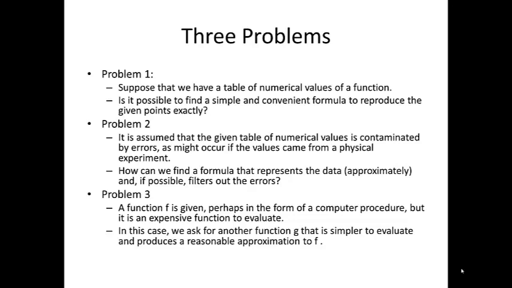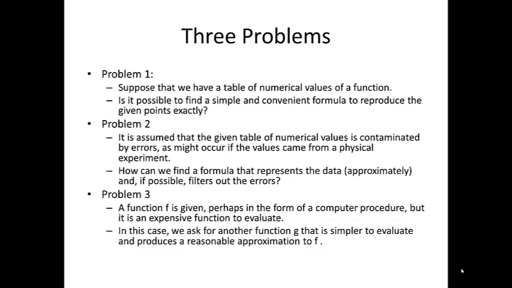Problem 1 says, suppose we have a table of numerical values of a function. Is it possible to find a simple and convenient formula to reproduce the given points exactly? Problem 2 says, we assume that the table of given numerical values is contaminated by some error, such as if they came from a physical environment or a physical experiment. How can we find a formula that represents the data approximately, and if possible filters out the errors?